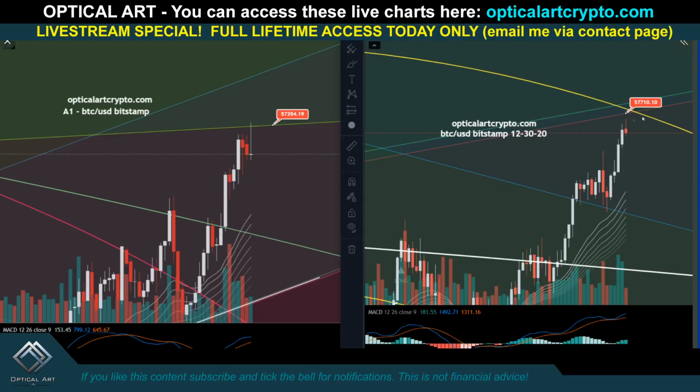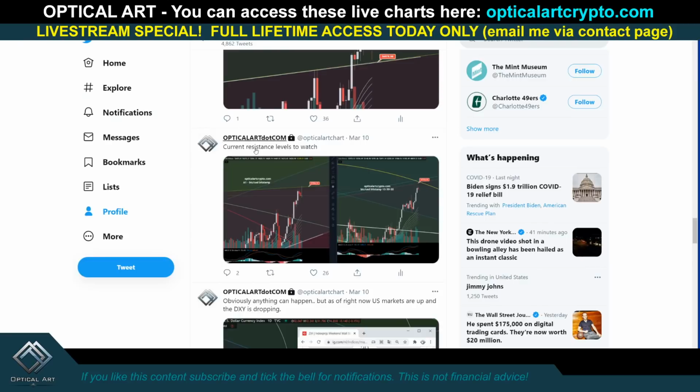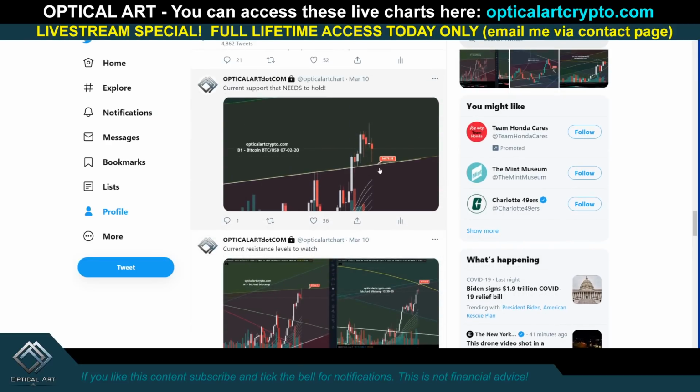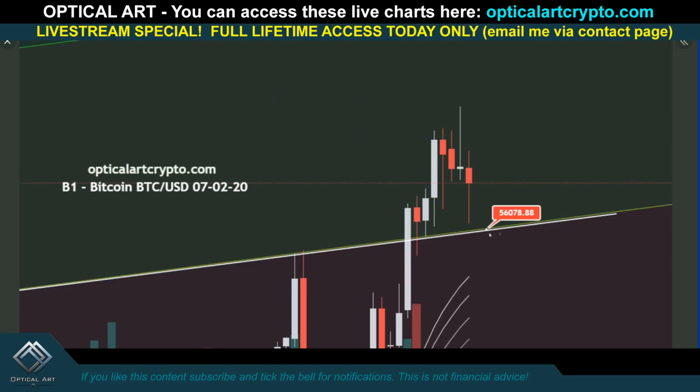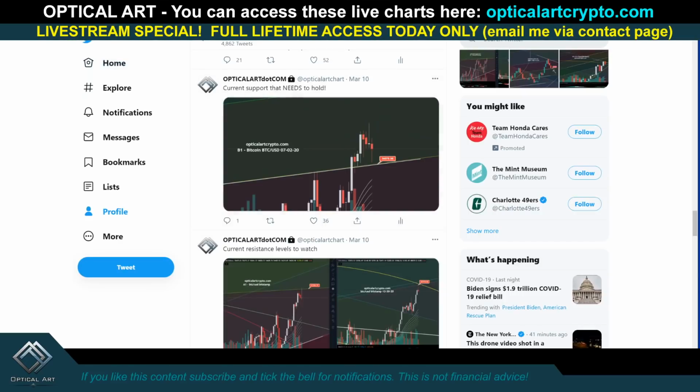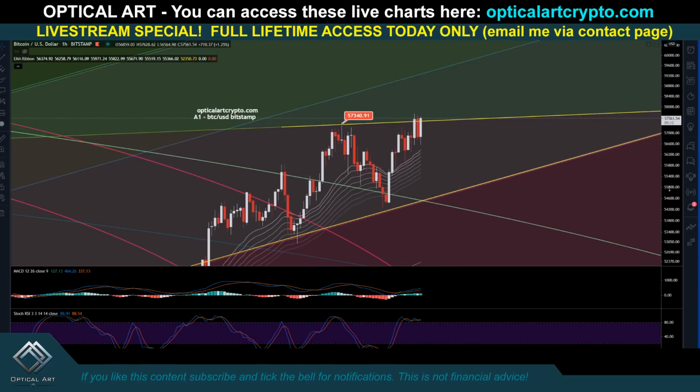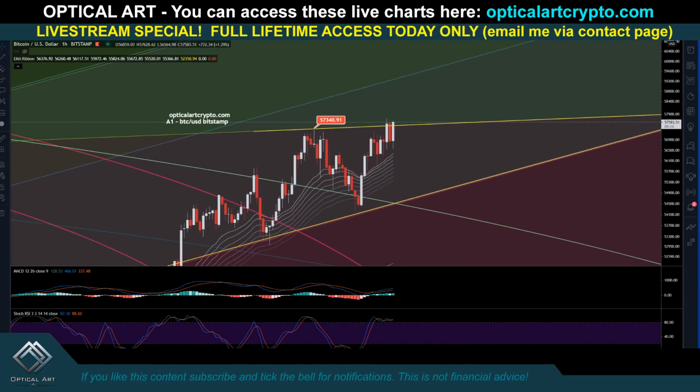When I see 2 charts that have the same resistance, that's a likely point to possibly get rejected. So that's why I say current resistance level to watch. And then again, the B1 chart was support, so saying watch this as support. So I'm going to give you price targets on all these charts to pay attention to. Now guys, I'm going to cover the dollar index.